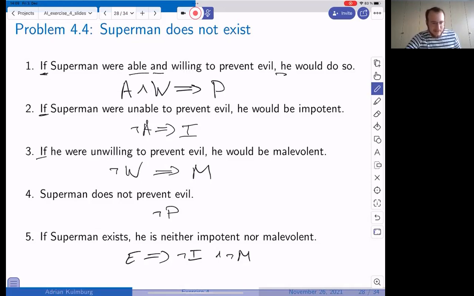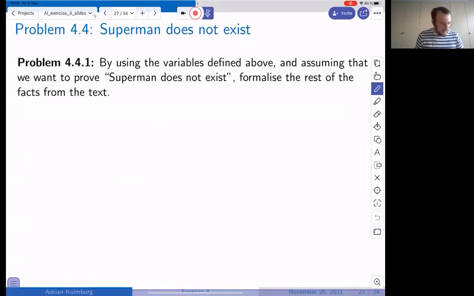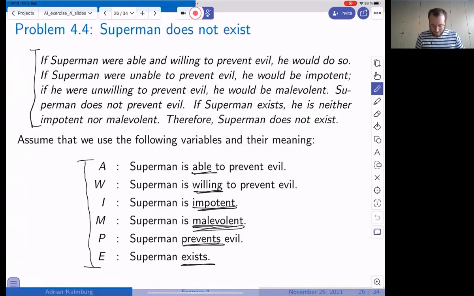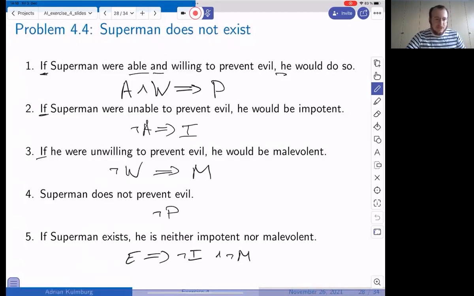Why do we use I instead of not P? So if he does not prevent evil, right? I think he is impotent. Yeah, okay, I can see what you mean here, but the thing is, impotent is really when we use the word impotent, so to speak. Shouldn't we have S for Superman too? Yeah, perhaps, but that's how we just defined it in the exercise sheet.